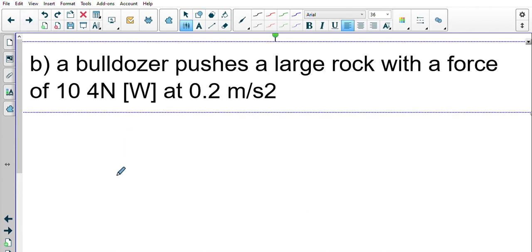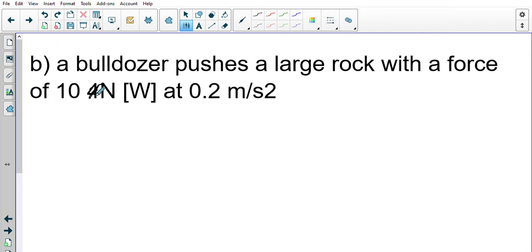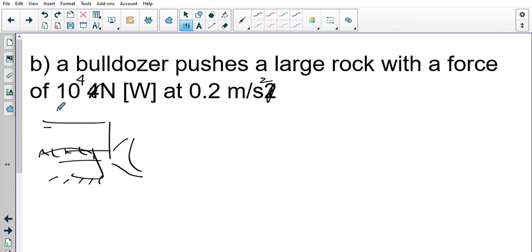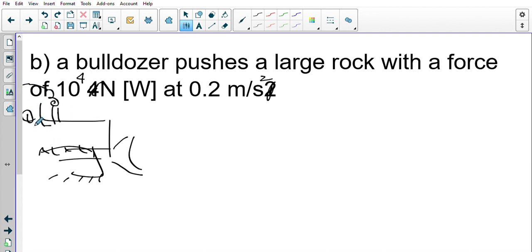A bulldozer pushes a large rock with 10 to the fourth newtons at 0.2 meters per second squared. I just want to draw a bulldozer. There's the tracks, then you've got the front of the bulldozer, and you've got the smokestack. You've got the person who's driving. Anyways, they're pushing a big rock.